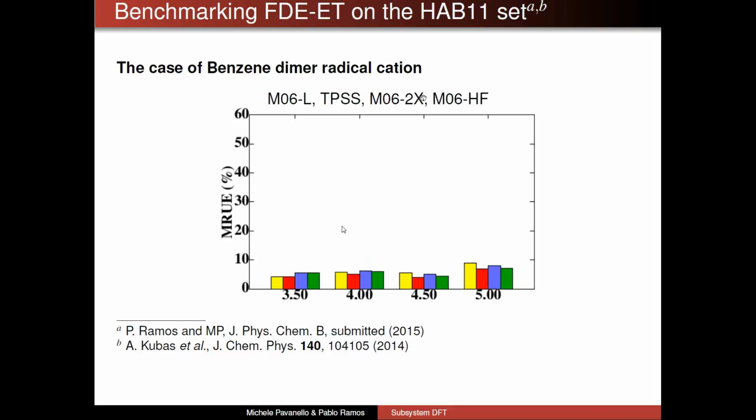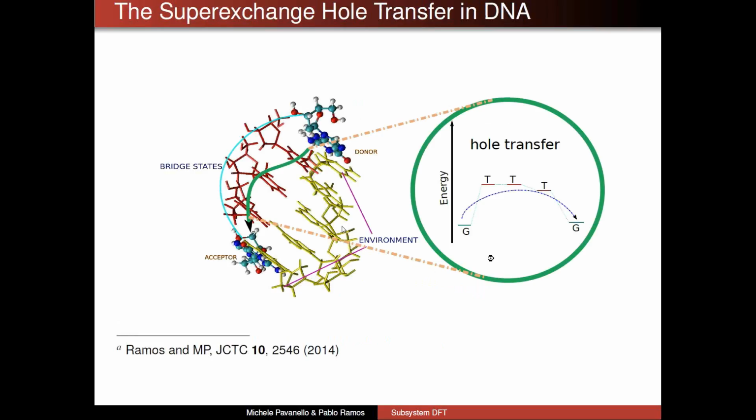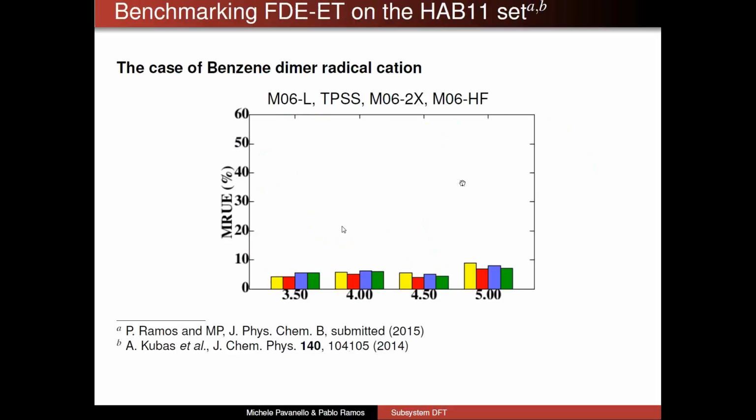For meta-hybrid and meta-GGA functionals, we see a similar trend. However, you see that for larger distances, somehow these meta-GGAs and meta-hybrids are not performing as well. However, the performance is still quite good. Okay, so to summarize this part of the webinar, I would say that we're fairly certain that FDE-ET works well for hole transfer reactions. So the couplings you get with this method are good for hole transfer.